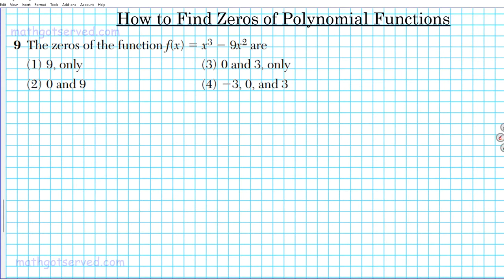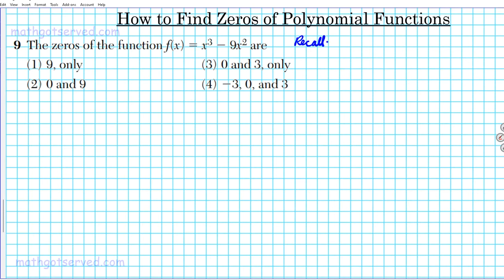In this clip, we're going to be going over how to find the zeros of polynomial functions. Question 9 reads, the zeros of the function f of x equals x to the third minus 9x squared are. So before we start, let's go over what the zeros of a function means.